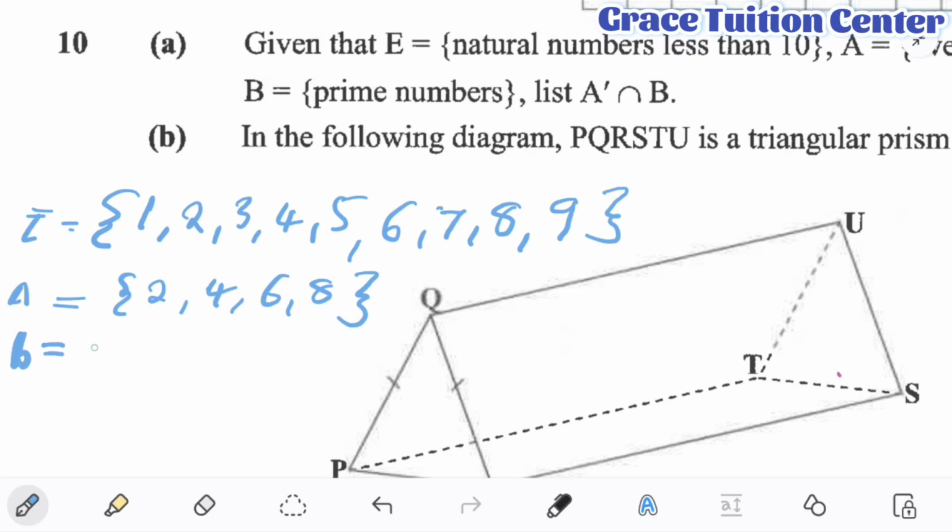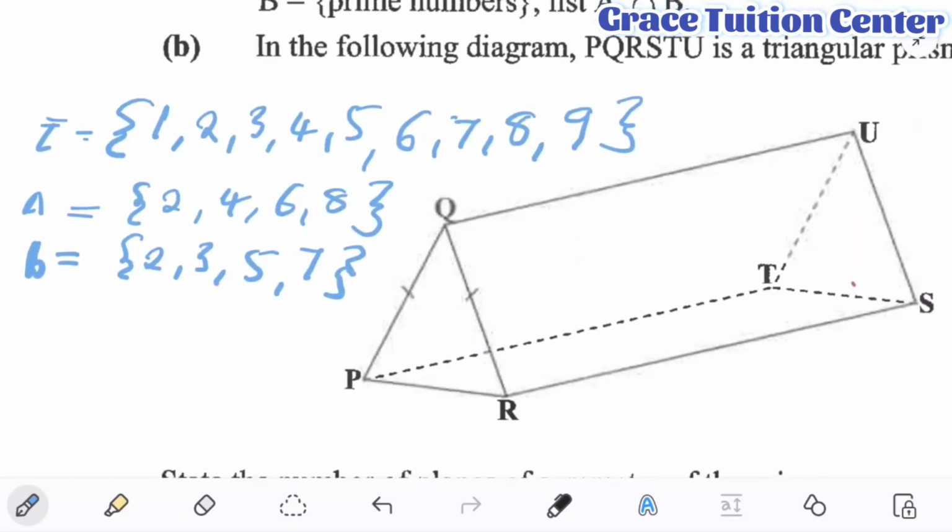Then set B is the one where we have prime numbers. So what are prime numbers? Prime numbers are numbers whose factors are 1 and itself. So what I'm trying to say is only 1 and itself can go in that number without leaving a remainder, and these numbers must be greater than 1. So here we have 2, 3, 5, 7 as our prime numbers.